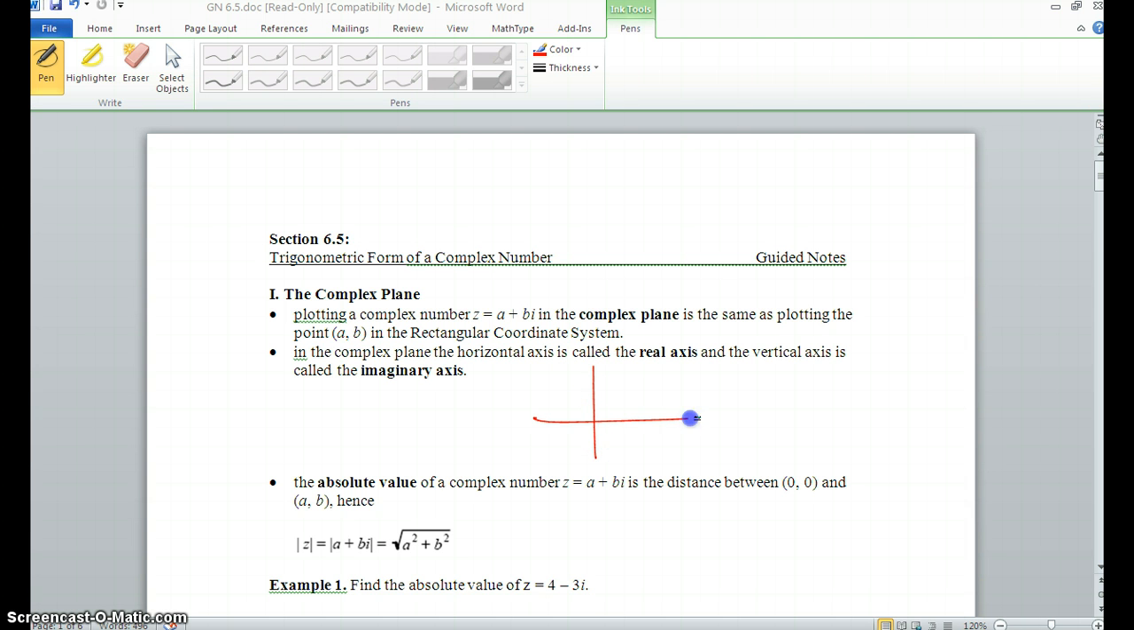As we see the typical x and y axis take shape, if we were to rename the x-axis the real axis, and the y-axis the imaginary axis, we have the complex plane. So let's take a look at an example ordered pair.